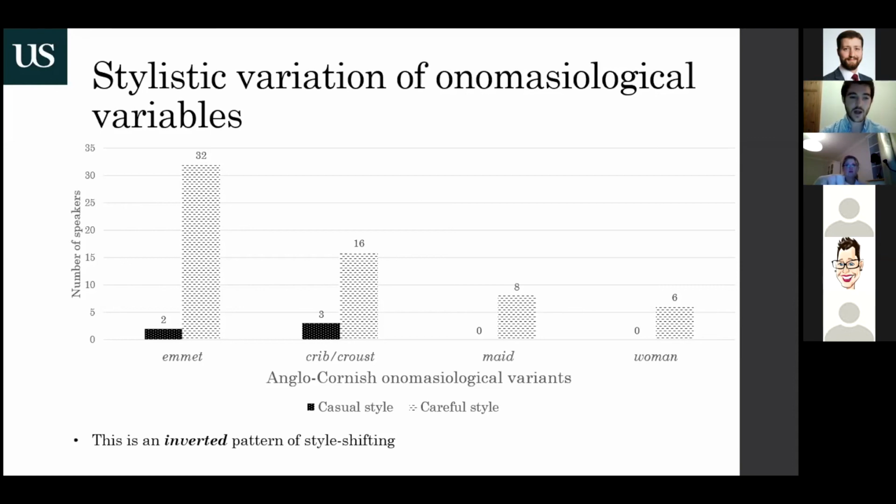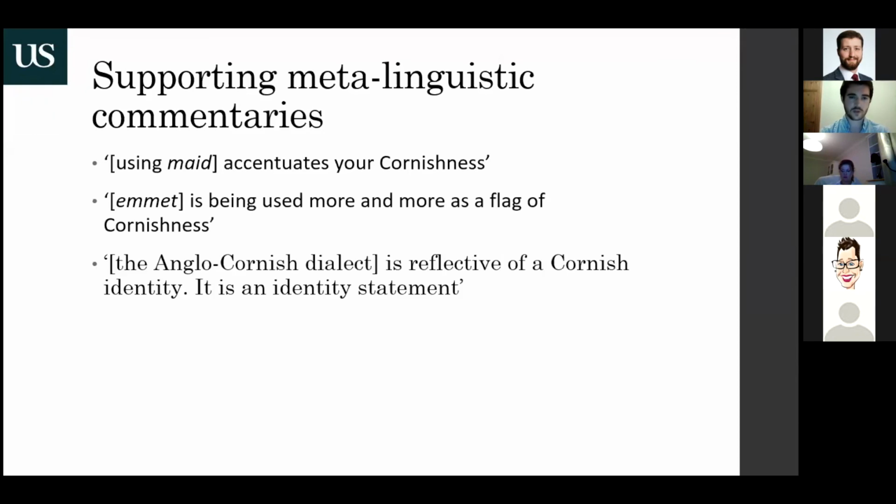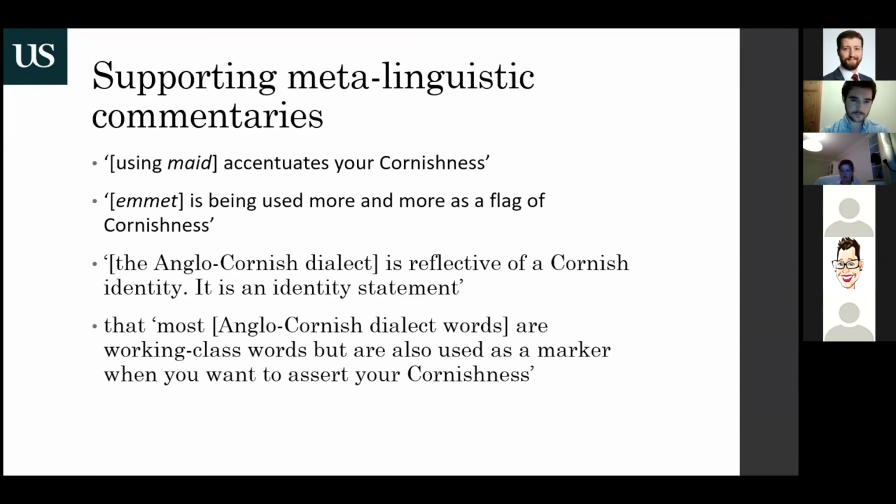Okay. And the other piece of evidence that I have that strongly supports this pattern is the metalinguistic commentaries of participants. Okay, and I've just got some examples here. So I think one of the most clear-cut examples is the fourth example here, which states that most Anglo-Cornish dialect words are working class words, but also used as a marker when you want to assert your Cornishness.